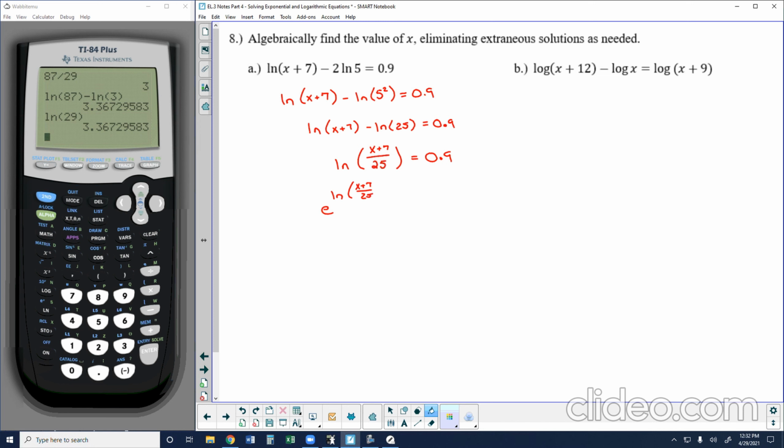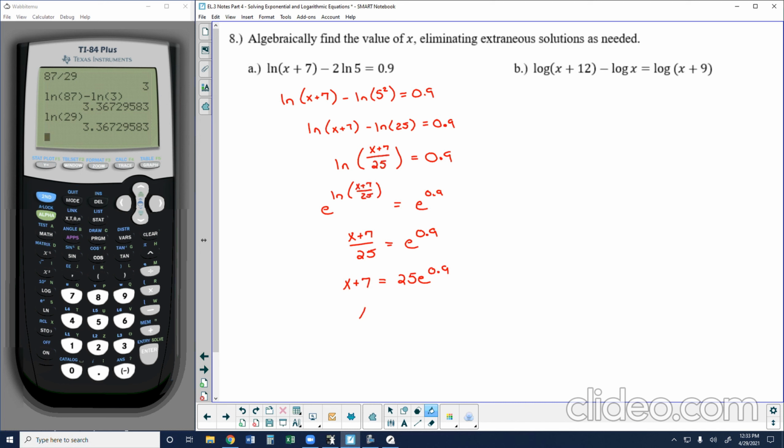So I'm going to create an exponential expression on both sides of the equation with base e. On the left side, the base e and the logarithm with base e will eliminate each other, leaving us with x plus 7 over 25 equal to e to the 0.9 power, Euler's number to the 0.9 power. Now I still need to do a few steps here to get x by itself, so I'm going to need to multiply both sides by 25 to eliminate that fraction. So I'm going to get 25e to the 0.9 power.